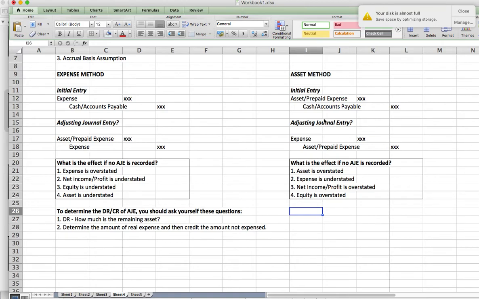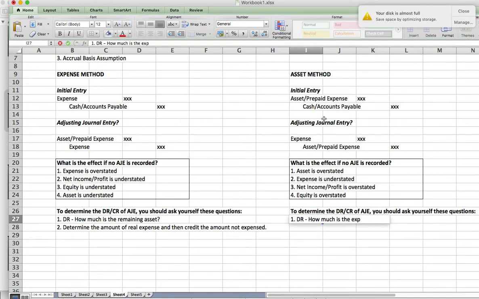Okay? Now, what are the questions that you have to ask yourself in order to determine what is the proper debit or credit to the adjusting journal entry? Number 1, debit side or DR. Pag-asset method, kabaliktaran din. Asset method, di ba? Asset mo, unang ni-record lahat ng expense. So, ano yung tanong mo sa sarili mo? Ilan kaya ang expense? Lagi, kabaliktaran. Pag asset method ang ginamit, you ask yourself, how much is the expense?